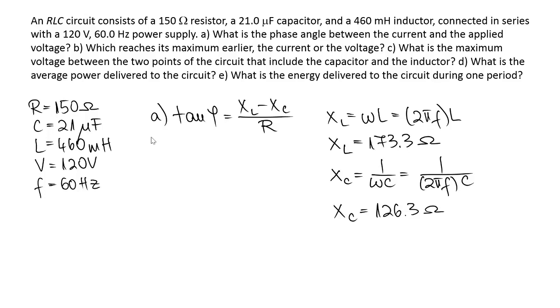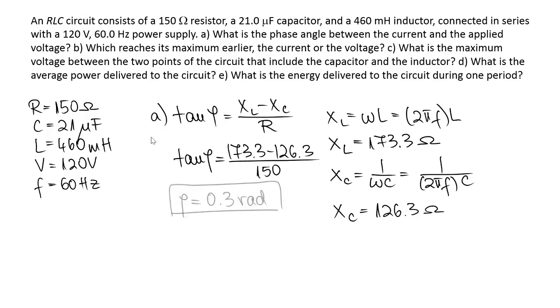All we have to do now is take the values of XL and XC and replace them in the tangent phi equation. And using a calculator, which you don't forget has to be in radians, you get that the angle phi, the phase angle between the current and the applied voltage, is 0.3 radians.